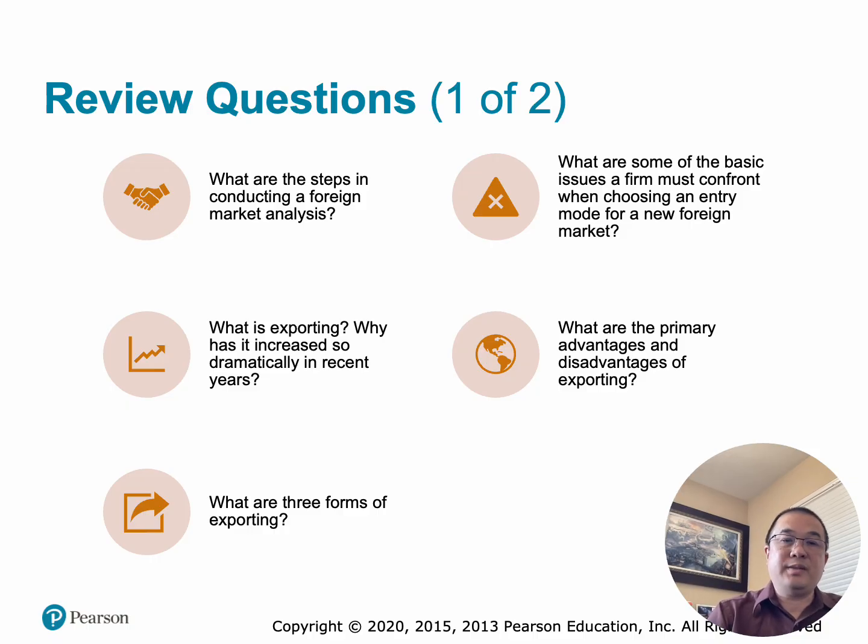B, direct exporting. Company sells directly to foreign customers. The flow would be from the manufacturer to foreign customer. Advantages would be more control and higher profit potential. C, intra-corporate transfers. Company exports products to its own foreign affiliate or subsidiary. So the flow is from the parent company to foreign subsidiary. Advantages would be maximum control and supports multinational operations.